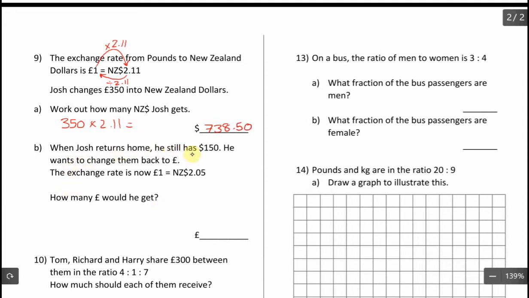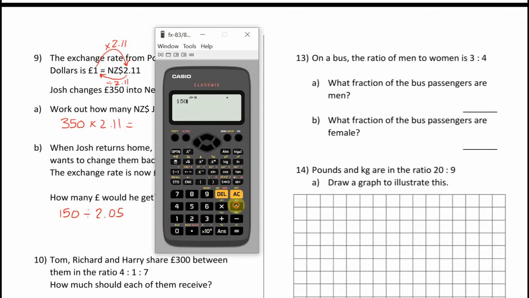When Josh returns home, he still has $150. He wants to change them back to pounds. The exchange rate is now different, so we need a new key. So timesing by 2.05 to turn pounds into dollars, divide by 2.05 to turn dollars into pounds. And that's what we're going to do. We're going to divide because we're turning $150 into pounds. So we divide by 2.05, let's see what we get. £73.17.